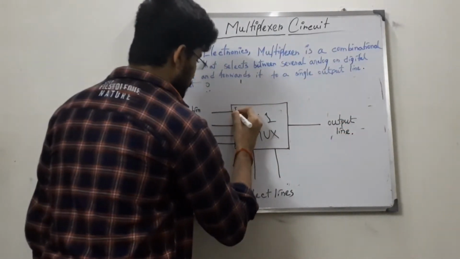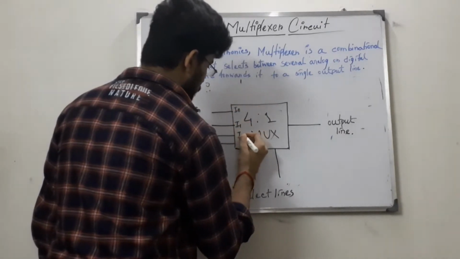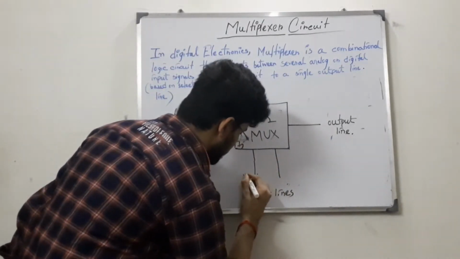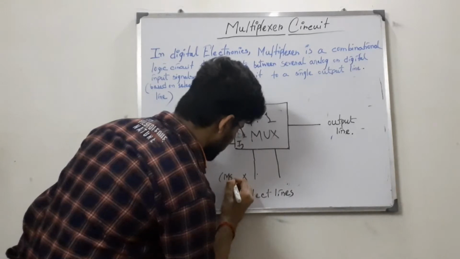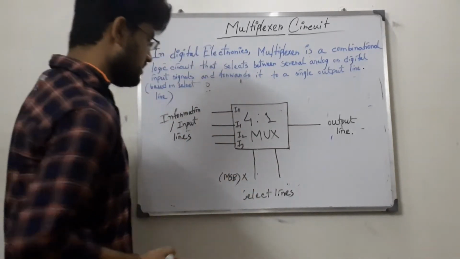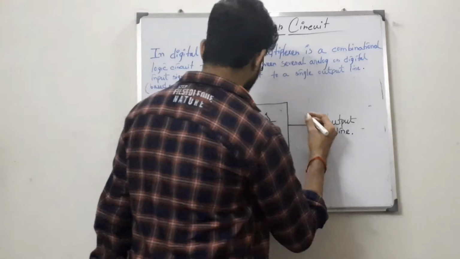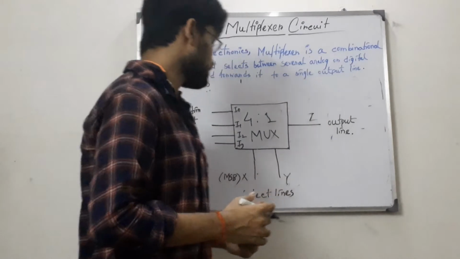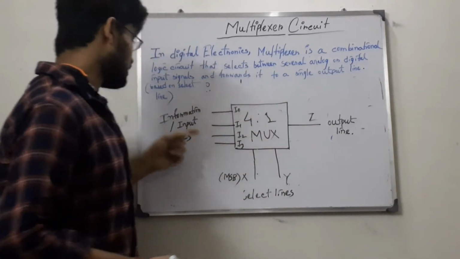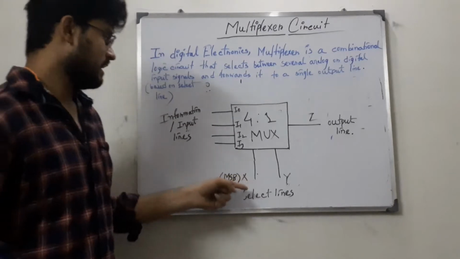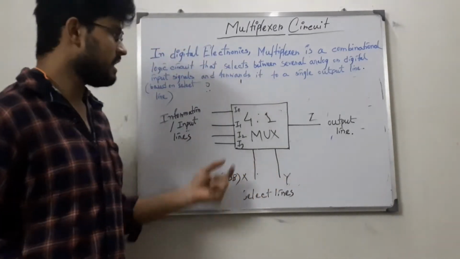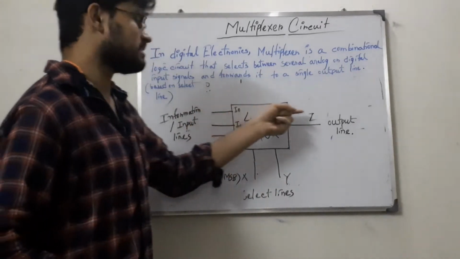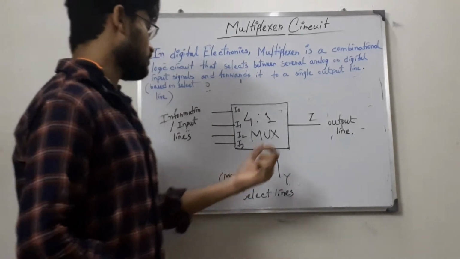So this is I0, I1, I2, I3, and this is X, and this is the MSB. MSB is the most significant bit of a digit, and this is the Y, and this is the output Z. So you can see this is the simple block diagram of a multiplexer circuit. These 4 are the informational input lines I0, I1, I2, and I3, and these 2 are the select lines X and Y. This is the MSB, and this is the one output line. Based on these select lines, it selects only one input line and sends it to the output line. This is the simple block diagram of a 4x1 mux.